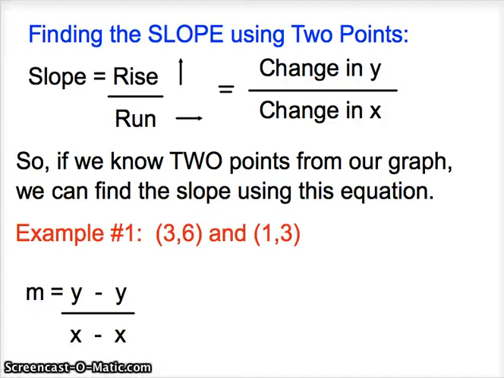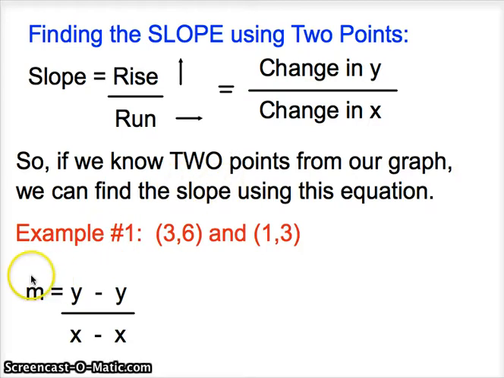Today we'll be practicing finding the slope in a different way than using the graph. Instead, we'll be using 2 points. In the past, we knew that slope was the rise over the run. We can also call this the change in y, meaning how far up it goes, or the change in x, meaning how far over it goes. So, if we know 2 points from our graph or table, we can find the slope using this equation.